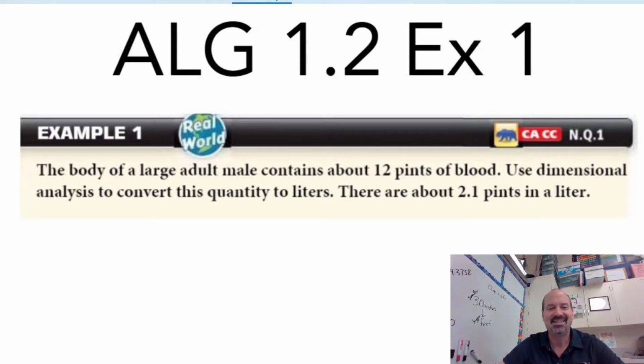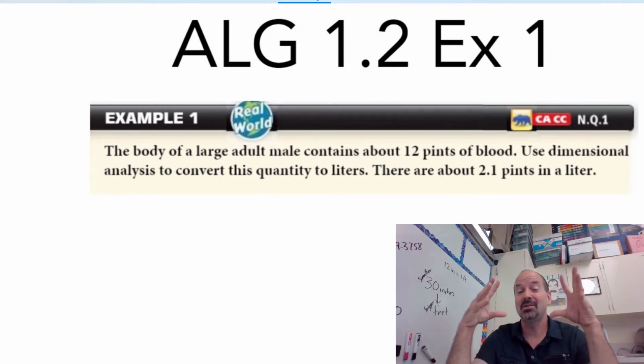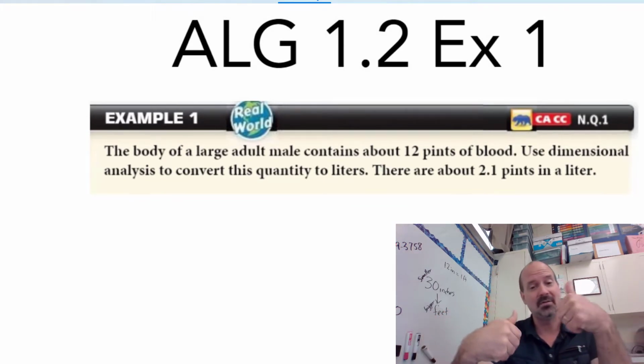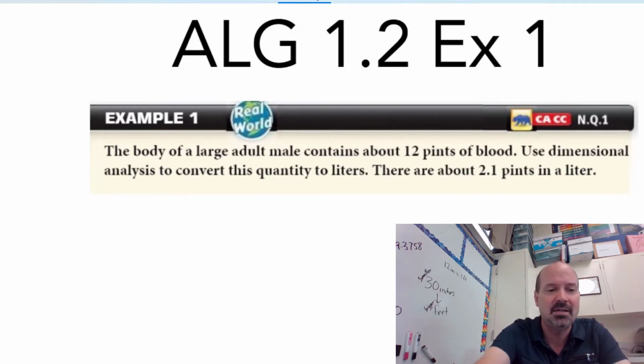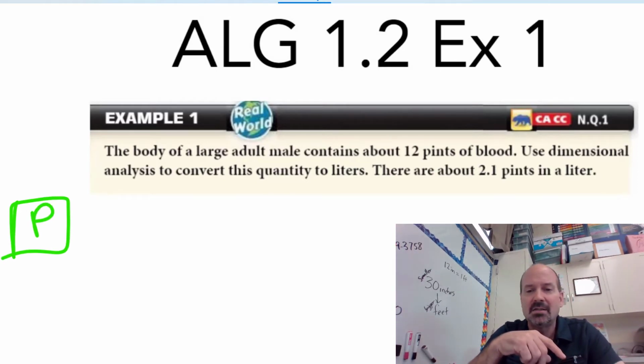All right. Chapter 1, Section 2, first example. This is just where we're knowing intuitively, am I supposed to multiply or am I supposed to divide? So you have 12 pints. Let's draw a quick little picture of pints. There's a little P for pints. And it says you have 12 of those, and you're changing them into liters.